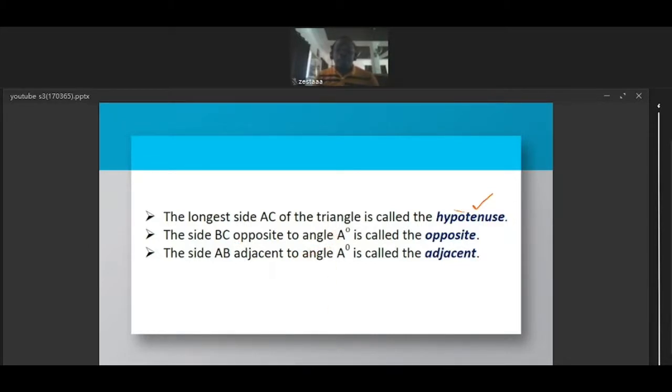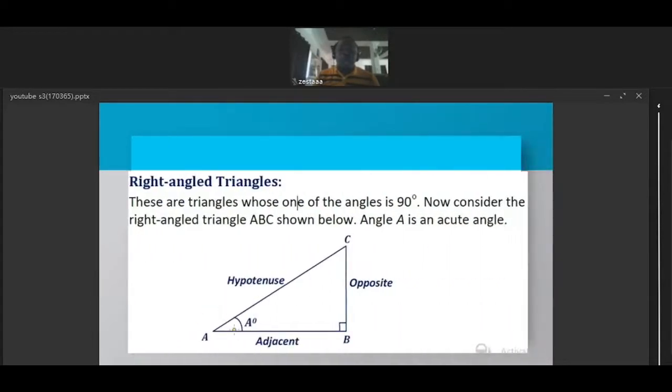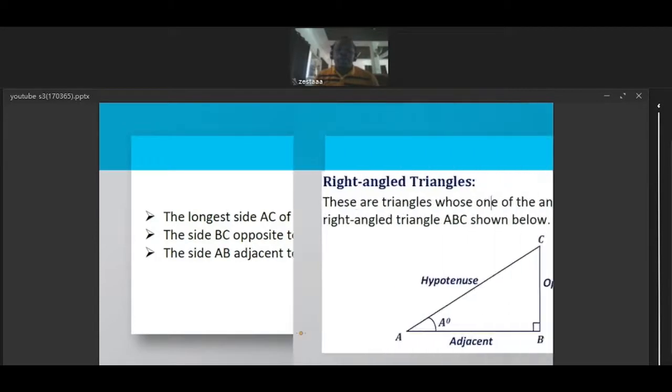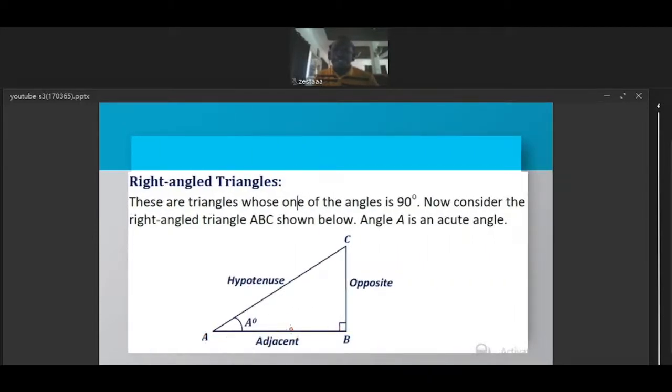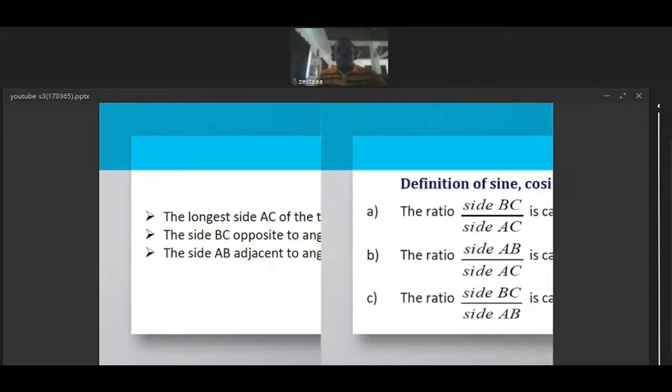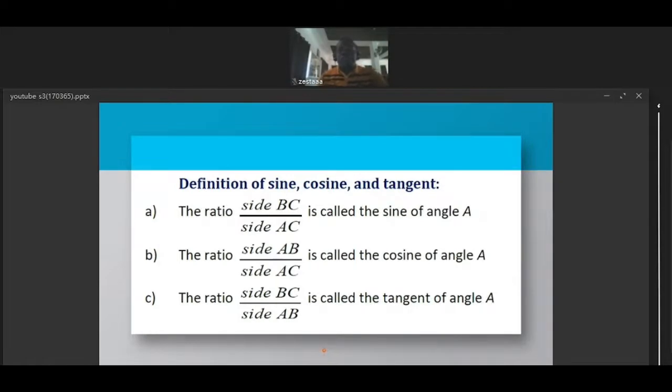Why are we calling it opposite? Because it is opposite to the angle A. So that side becomes the opposite. Then we have this other side. We said AB is adjacent to angle A. Why are we calling it adjacent? Because it's adjacent to this given angle A. So we first need to get those names: we have the hypotenuse, we have the opposite, and we have the adjacent. We are also going to look at the relationship between these three sides: the opposite, the hypotenuse, and the adjacent.